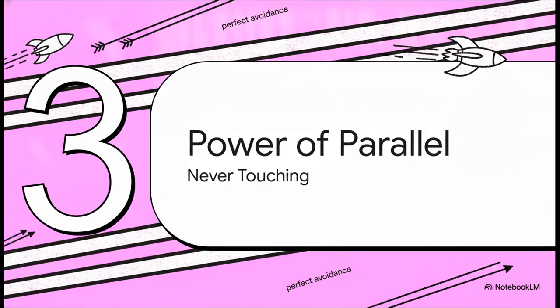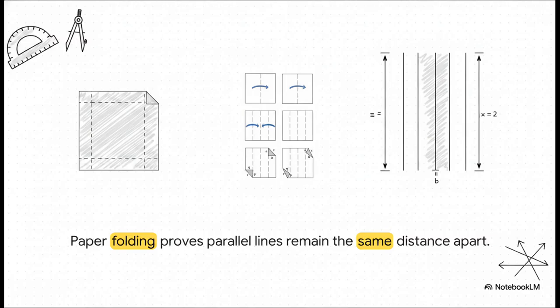The power of parallel lines. Never touching. If intersecting lines are all about collision, parallel lines are about perfect avoidance. They run side by side, and no matter how far you extend them, literally out to infinity, they will never ever touch. A great way to visualize this is by just grabbing a square sheet of paper.